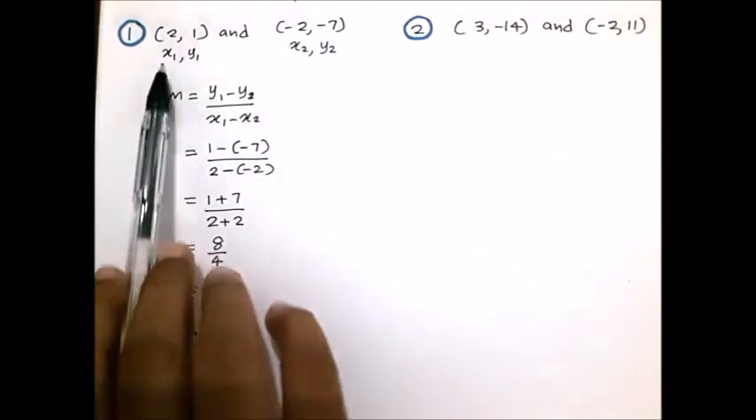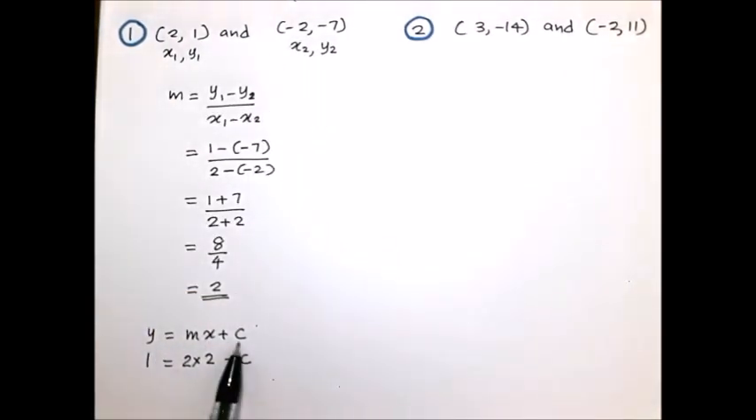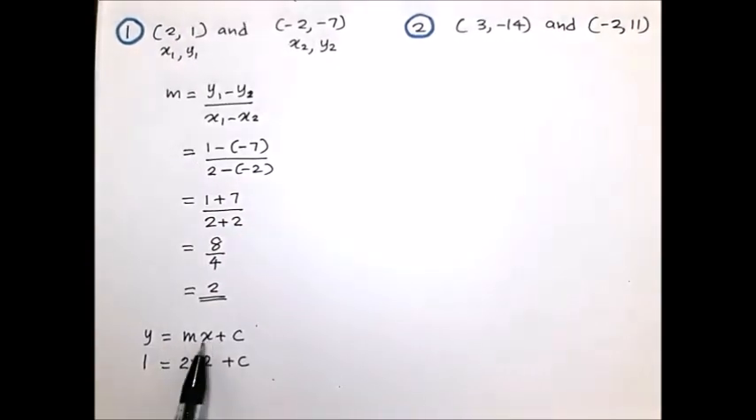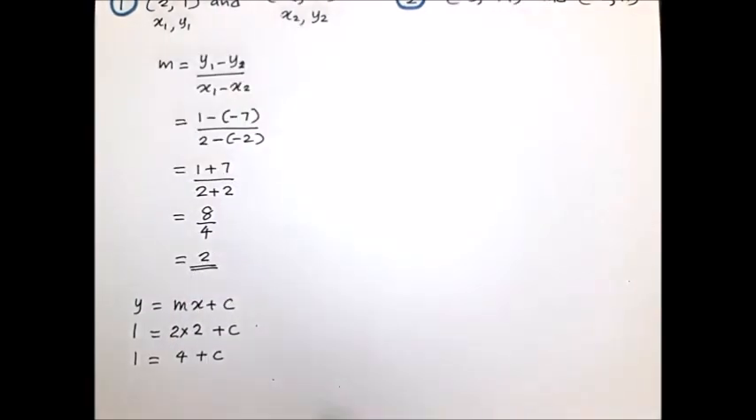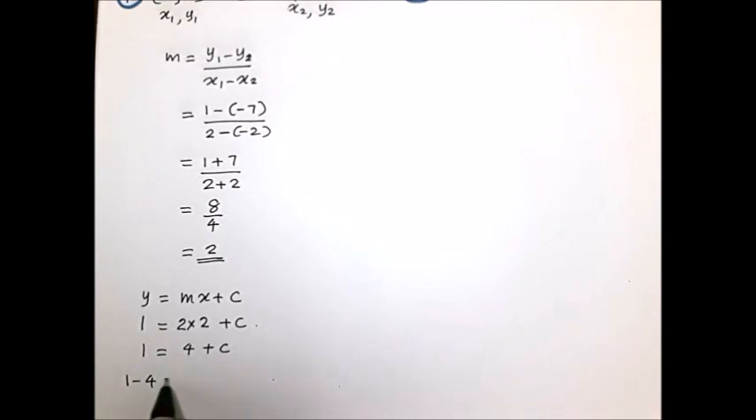You can use any one of these points in this equation. I select this coordinate, 2, 1. Substitute 2 for x, substitute 1 for y, and m is 2. 2 multiplied by 2 is 4, plus c. Take 4 to the left side. 1 minus 4 is -3. Now c is -3.